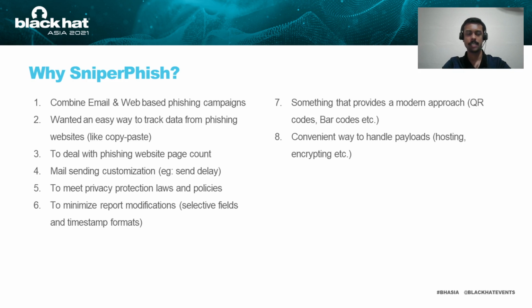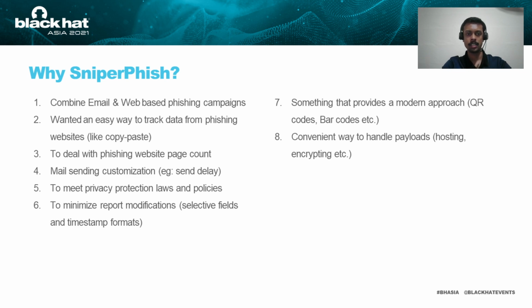The next is mail sending customization. We know there will be different protection mechanisms implemented by the client to filter out the phishing email. For example, if there are thousands of mails we need to send out, and we send those mails in bulk, there will be blocking. So we can use the send delay option provided by SniperPhish. We can provide either a constant delay or random delay. Additionally, the other feature is we can send a signed message to the user.